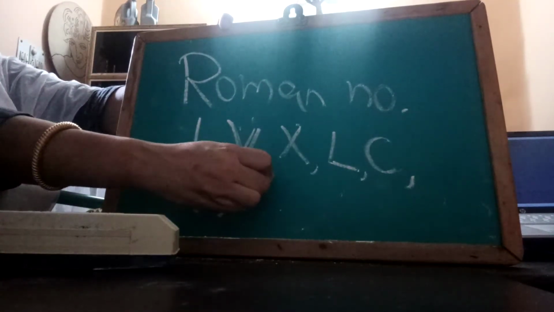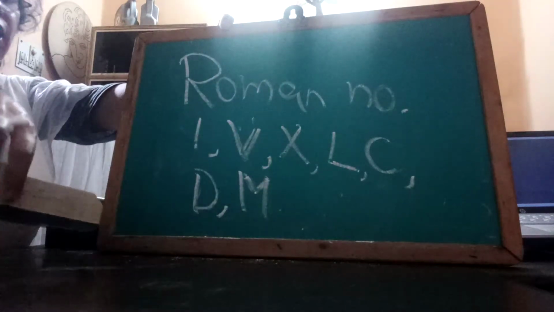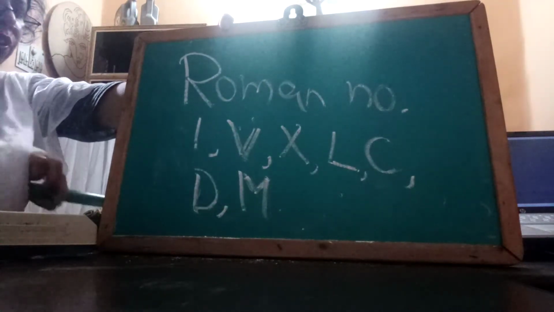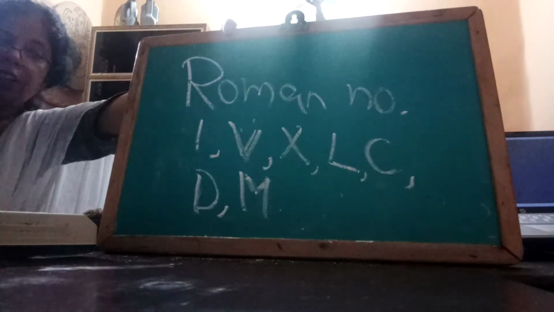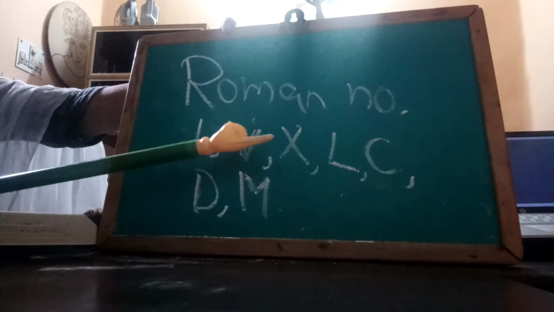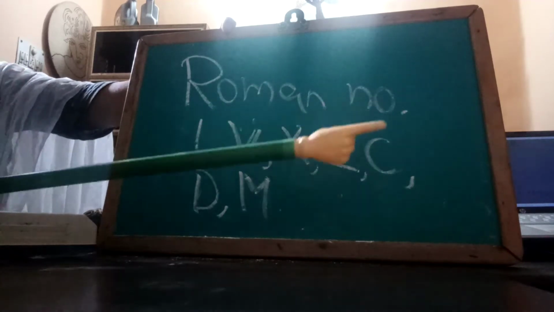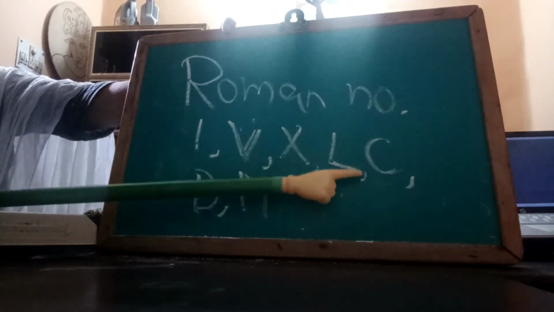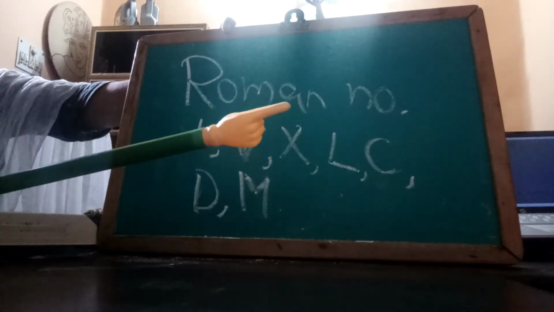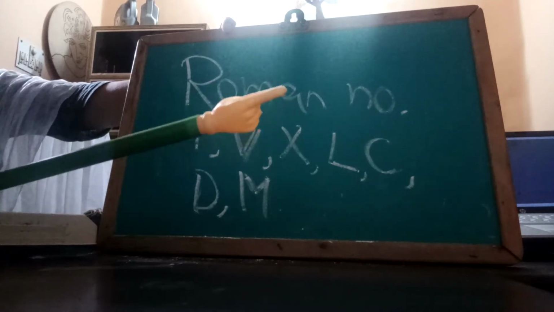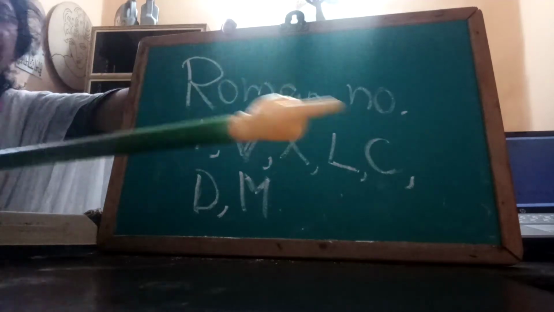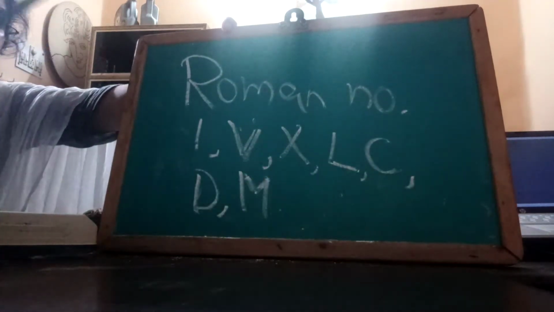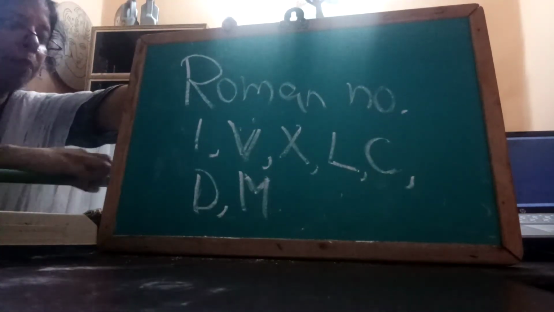For class 3, you do not require to know the addition of other numbers. You do not require to know numbers above C. Okay? For class 3, 1 to 100 will be sufficient. For higher classes, you can go on to D and M. Now, how can you calculate other numbers?